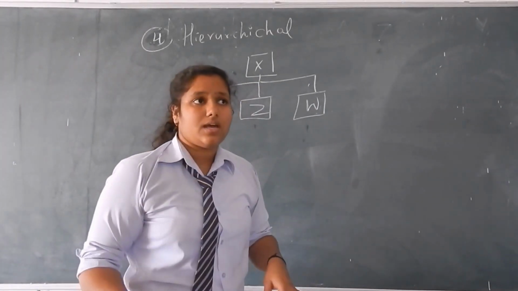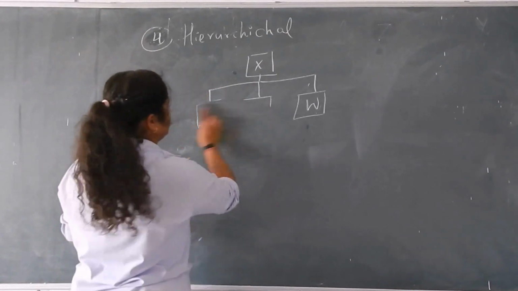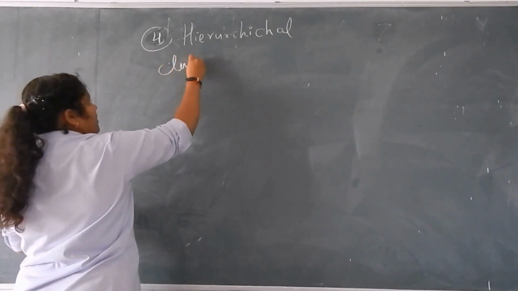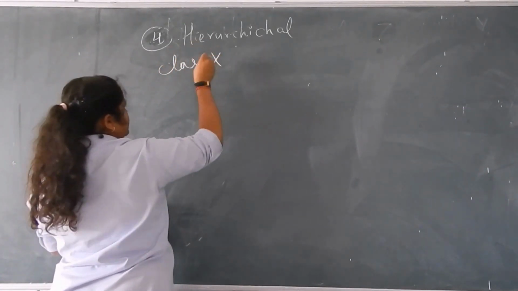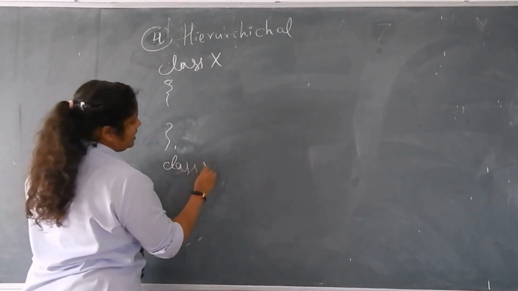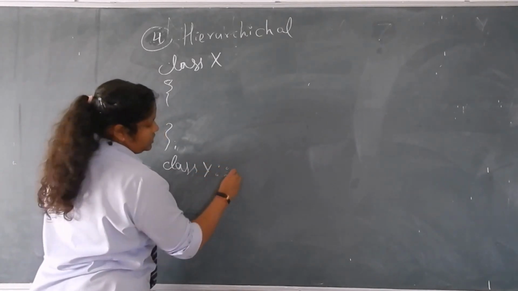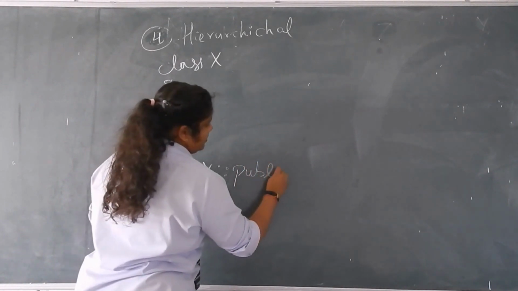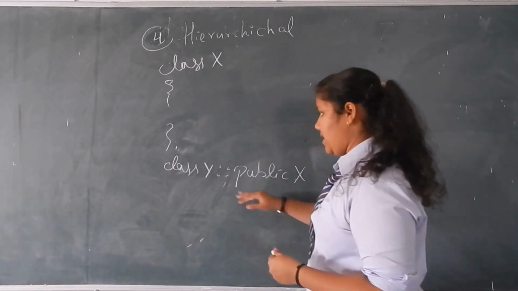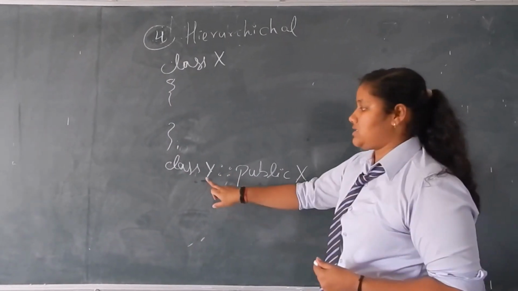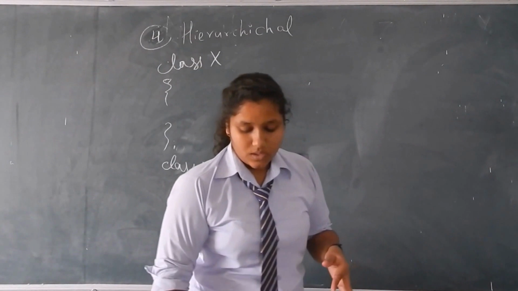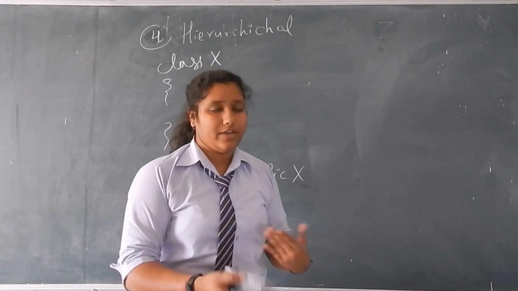Now, for its code, we have to write class X, class Y scope resolution public class X. Similarly, for the other two classes, we have to write like this: class Z public X, class W public X. This is the normal syntax of deriving a class.